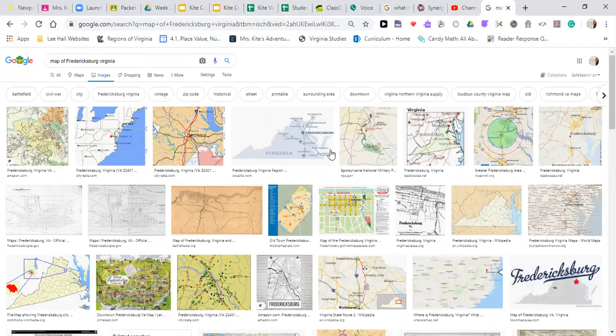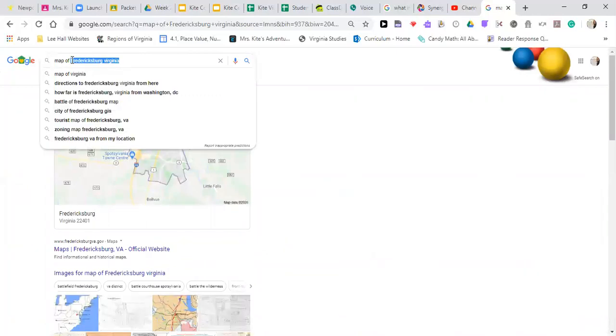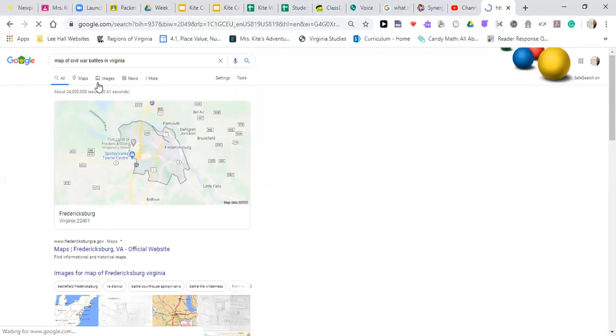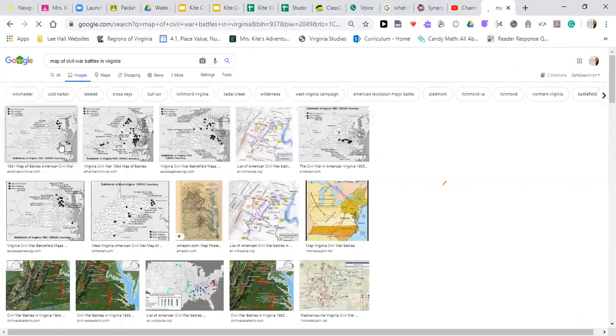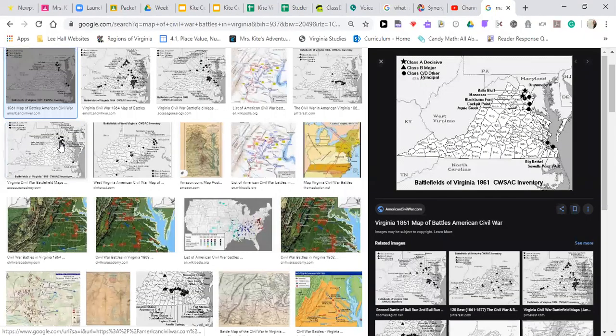So now the tricky part becomes, well, what do we use? So let's go ahead and let's change our search a little bit. And let's go for map of Civil War battles in Virginia. Look, it pops right up. So this is going to help us out a little bit. So we're going to come and look at an image here. Let's see if we can bring it up. And it is completely okay for you to use your resources. And one of your resources, of course, is the internet. And that's very important.